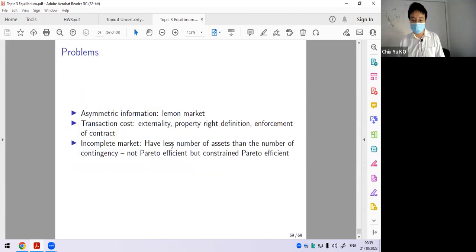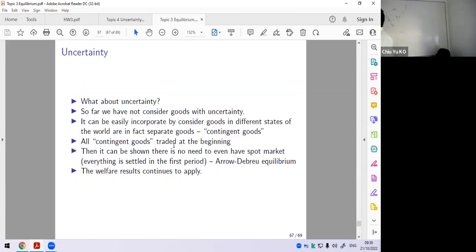I don't really talk too much about that, but in particular, how this topic connects to what we talk about today is that general equilibrium, in most cases, fails to take into account uncertainty. If you really want to talk about uncertainty, you need to talk about goods sold in different states of the world, different contingencies. Say if it's a rainy day, you get an umbrella. On different days, you get different goods.